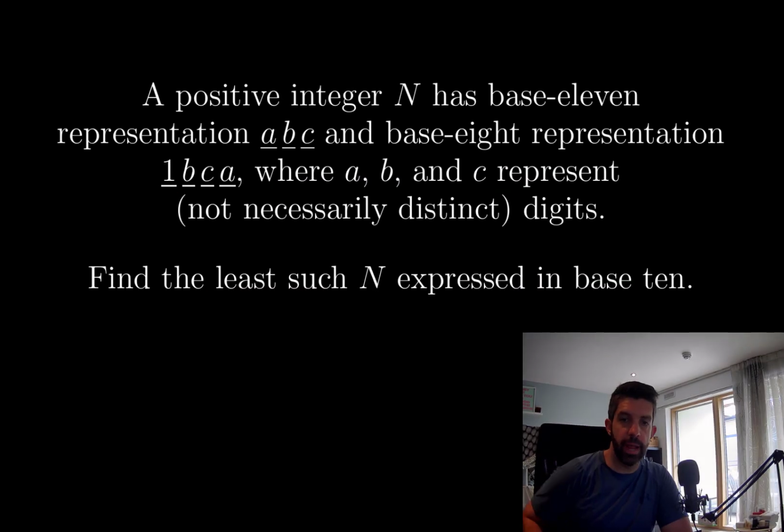A positive integer n has base 11 representation a, b, c, and base 8 representation 1, b, c, a, where a, b, and c represent not necessarily distinct digits. Find the least such n expressed in base 10.